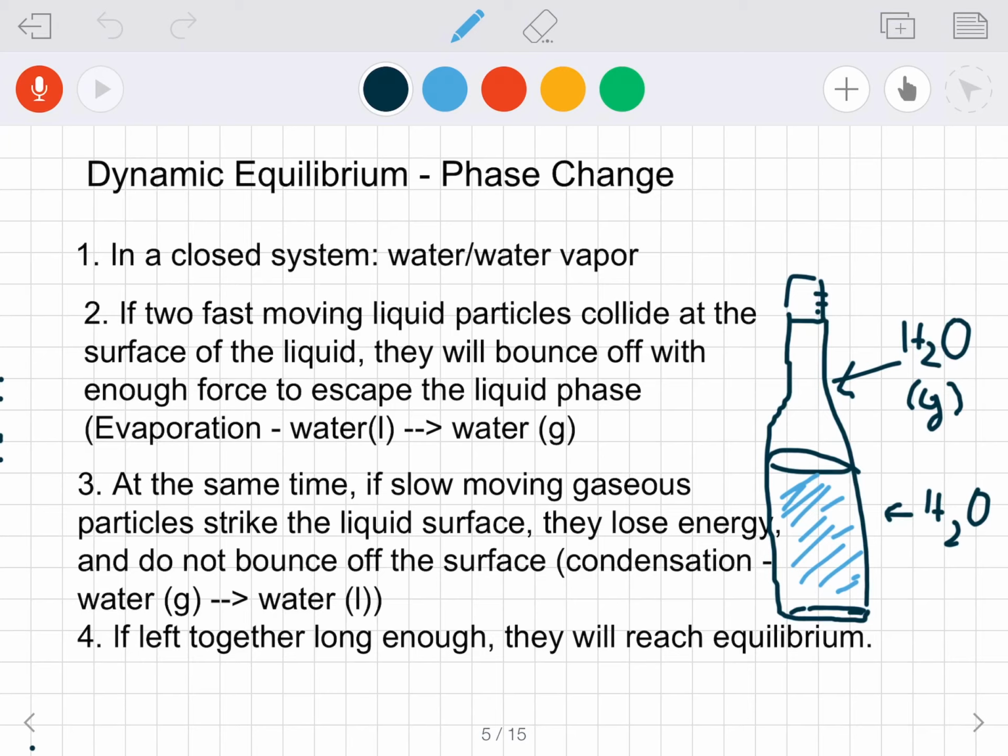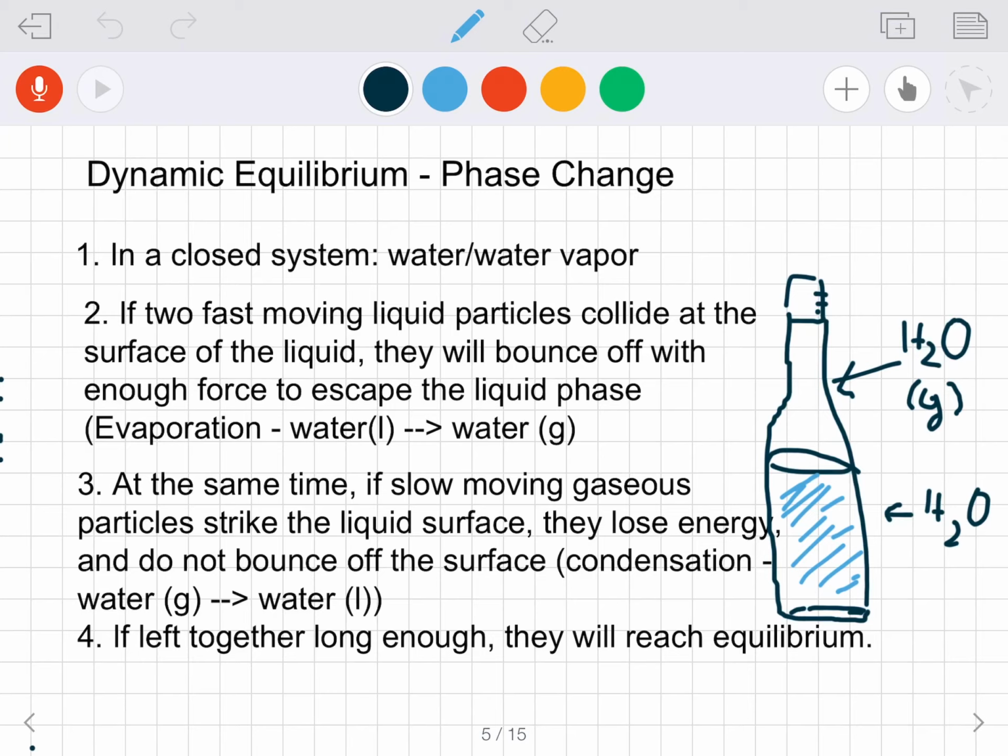In the same sense, what happens in a gas sample? If we have water vapor above the liquid water, is it possible that a slow-moving water particle, not one of the average ones, not one of the faster-moving ones, but one of the slower ones in the distribution, is it possible for them to hit the surface of the liquid and not have enough energy to bounce off of that surface? And the answer is yes, and we get spontaneous condensation as a result.